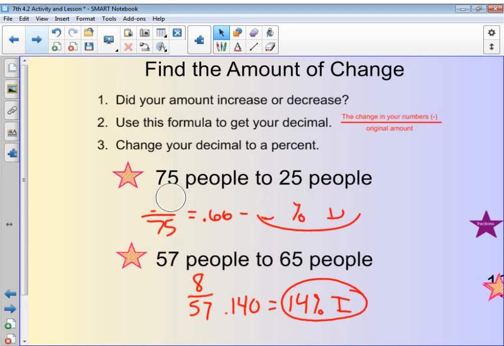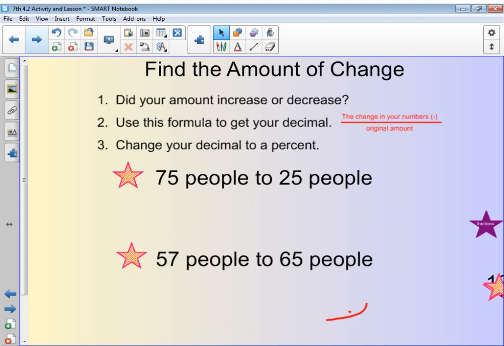Okay, so we're gonna go ahead and now work off of some fractions. So these are kind of complex. We'll kind of work through them together.